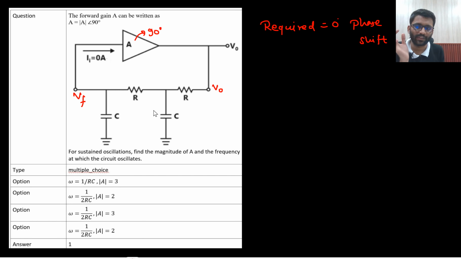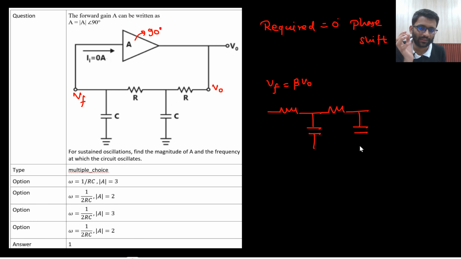This is V0, this is Vf. So what will be your beta? Vf is equal to beta V0, so I need to find Vf by V0. This is my R, this is C. This is also R, this is C. Beta value I will find. Basically from this transfer function I need minus 90-degree phase shift.